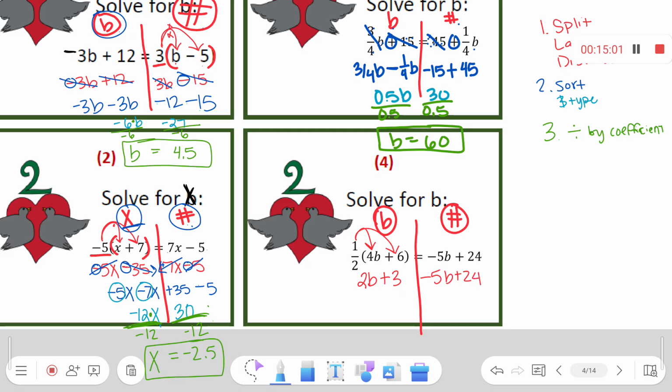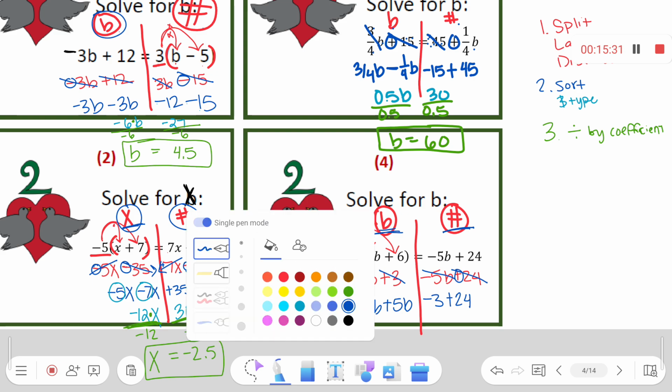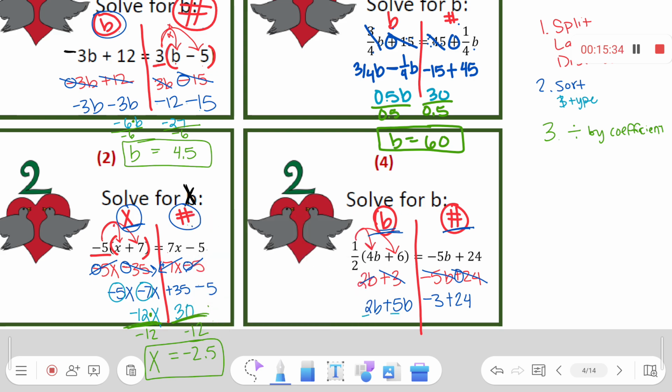stay organized. Sorting the terms, 2b stays on the b side, keep the sign the same. Plus 3 switches sides to the plain numbers, switch signs to negative 3b. Negative 5b has to switch to the b side, change signs, positive 5b. Plus 24 is on the number side, so it stays. Keep the same sign, positive 24. This is where we type. 2b's plus 5b's is 7b's. Negative 3 plus 24 is positive 21.